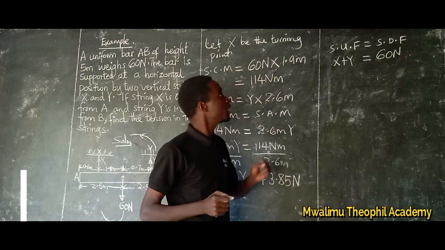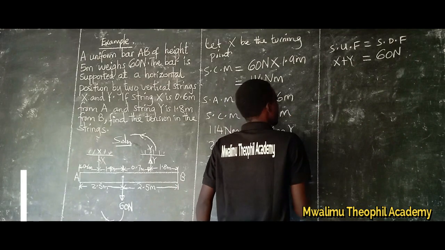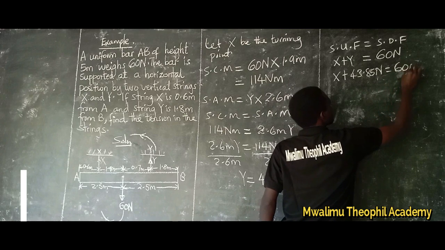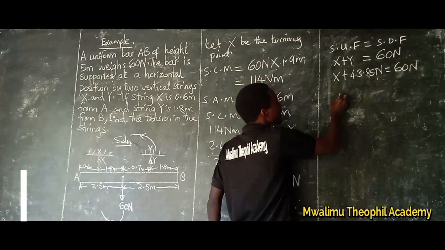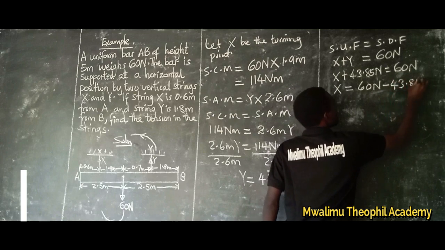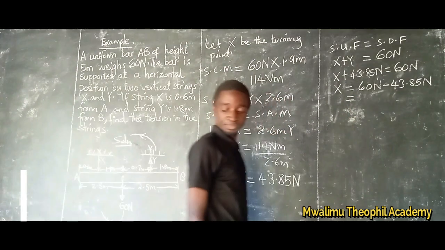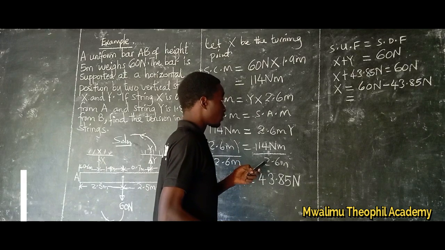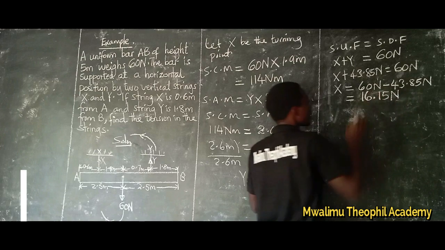Now, remember we've already obtained the tension in string Y, so let us substitute it into this equation. We are going to have X plus 43.85 Newton is equal to 60 Newton. To get the force in string X, we are going to subtract 43.85 both sides. So X will be equal to 60 Newton minus 43.85 Newton. Let us finalize this one. We take 60 minus 43.85 and we have 16.15 Newton. So this is the tension in string X.